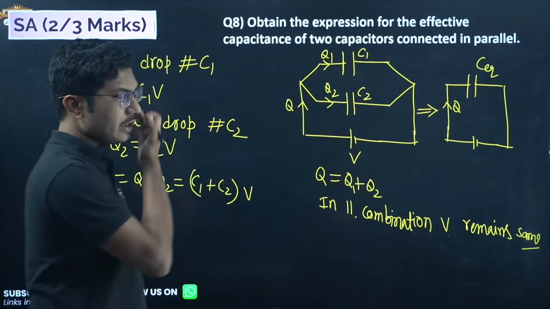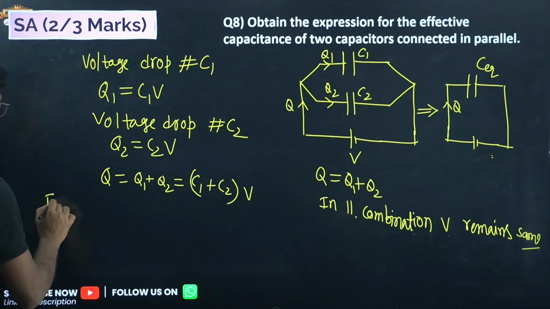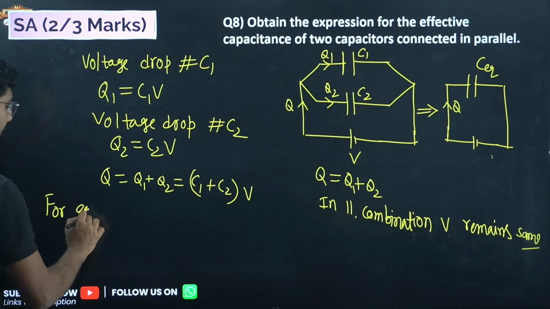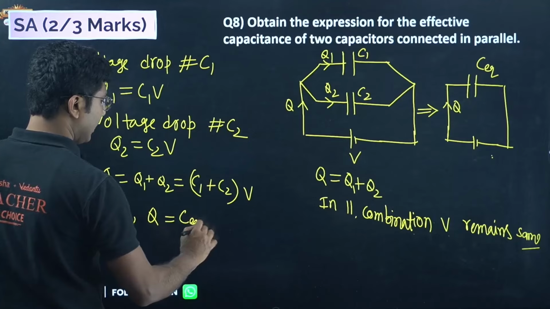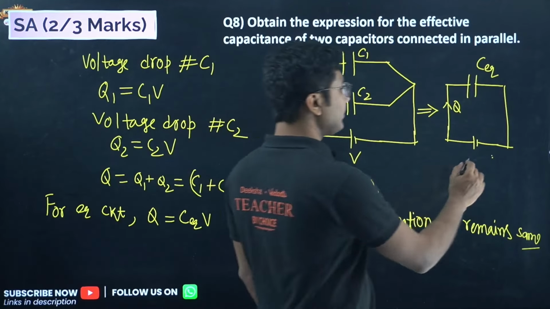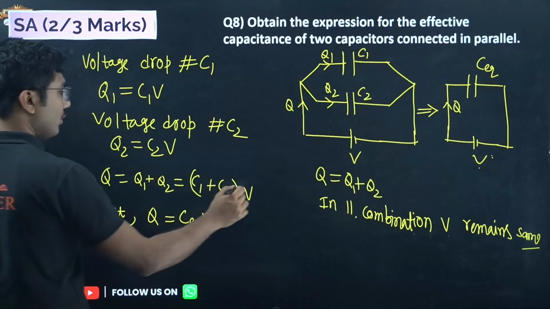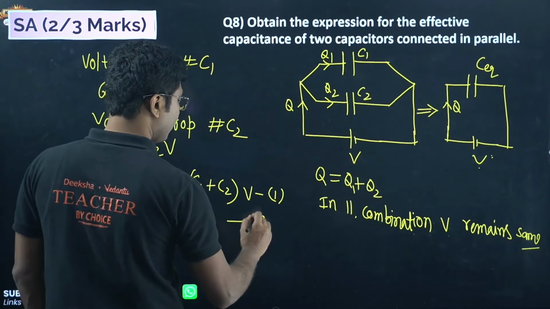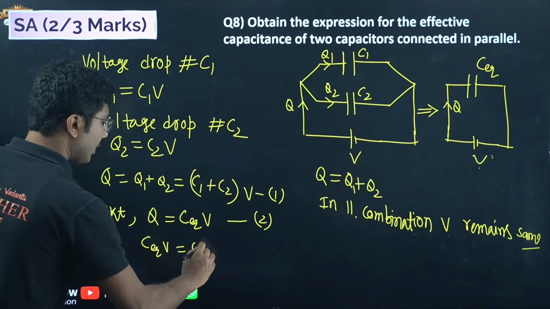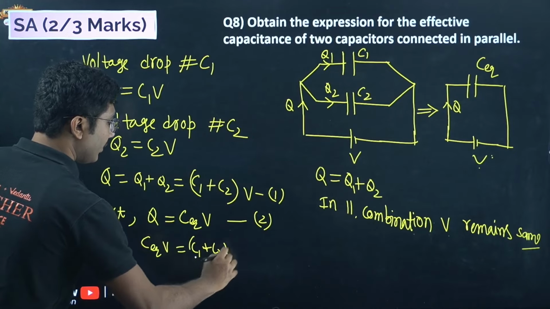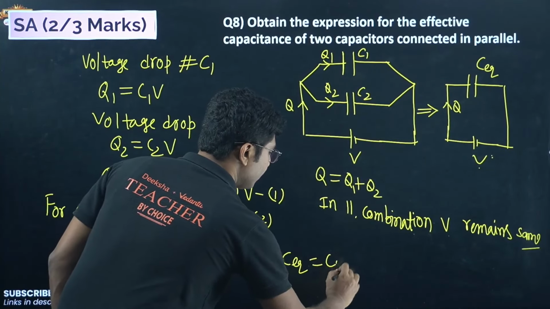This is for the individual case. What about the equivalent case? For the equivalent circuit, Q equals C equivalent into V. It will also have the same voltage, right? So if you compare these two, equation number 1 and equation number 2, you will see that C equivalent into V equals C1 plus C2 into V. So from here we can say that C equivalent equals C1 plus C2.